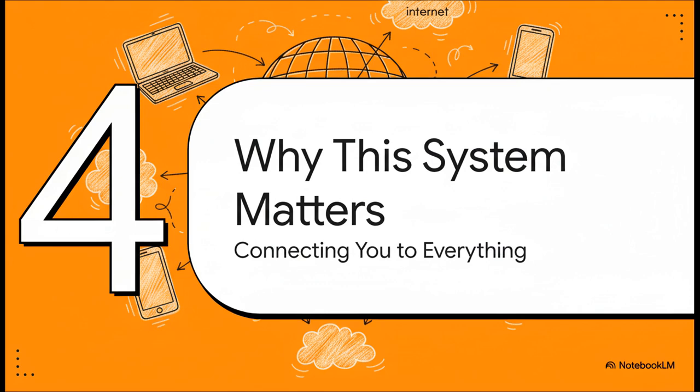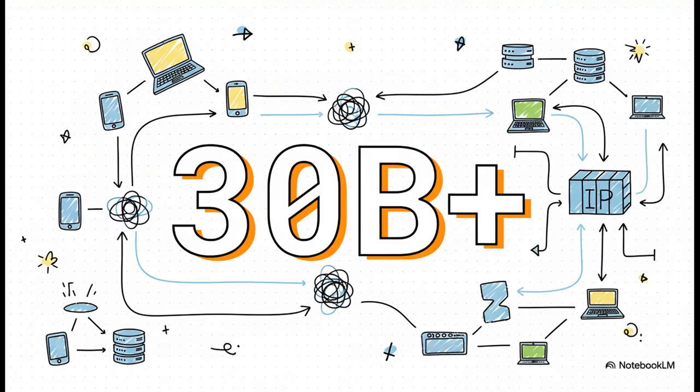So why does all this matter? I mean, why go through all this trouble with classes and masks and public versus private addresses? Well, it's because this whole layered system, this clever setup, is what makes our modern digital life even possible. Right now, there are over 30 billion devices connected to the internet. 30 billion. Without an organized addressing system, it would just be an impossible, chaotic traffic jam. This structure is what brings order to that unbelievable scale.